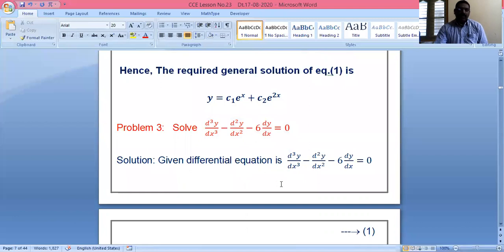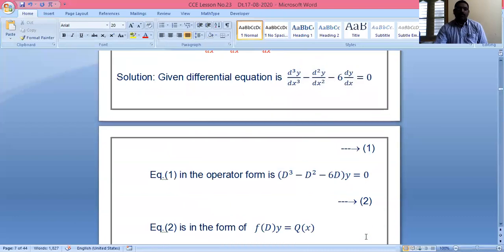Here the given differential equation is d cube y by dx cube minus d square y by dx square minus 6 into dy by dx is equal to 0. Let this equation be 1. Now equation 1 in the operator form is (D cube minus D square minus 6D) into y is equal to 0. Let this equation be 2.